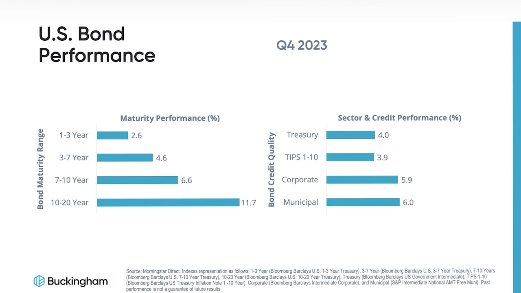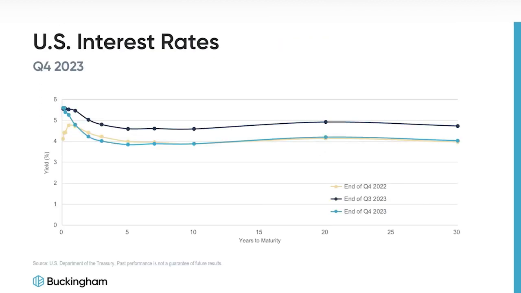The chart on the right shows the performance of different intermediate maturity credit quality bonds. Here we see again that all bonds in the credit qualities listed were up for the quarter, with investors favoring corporate and municipal debt relative to the other credit segments. Next, we will look at the Treasury yield curve and what it might mean for returns going forward.